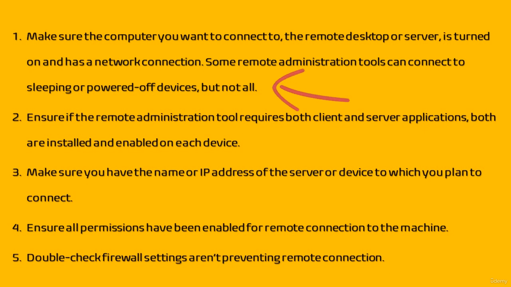So you've got to make sure the computer that you want to connect to, the remote desktop or server, is actually turned on and has a network connection. Some remote administration tools can connect to sleeping or even powered off devices, but not every single one of them. Then you've got to ensure that if the remote administration tool requires both client and server applications, both are installed and enabled on each device. Then make sure that you have the name or the IP address of the server or device to which you plan to connect.